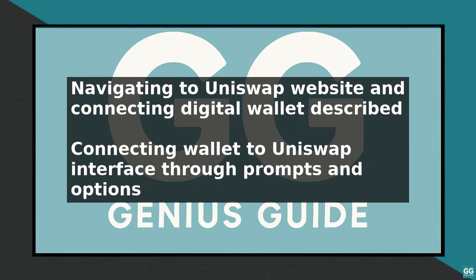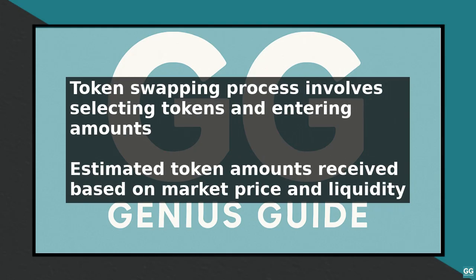You can also view the transaction details, including the slippage tolerance and gas fee. Before confirming the transaction, make sure to review the details carefully. Check the amount of tokens you are swapping, the amount of tokens you will receive, and the estimated gas fee. If everything looks correct, click on the Swap button to confirm the transaction.